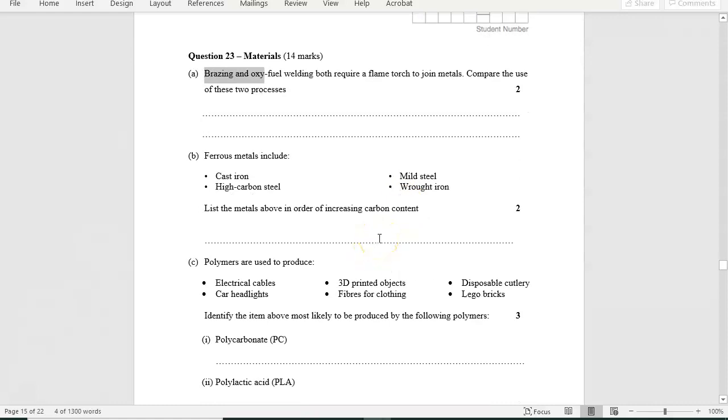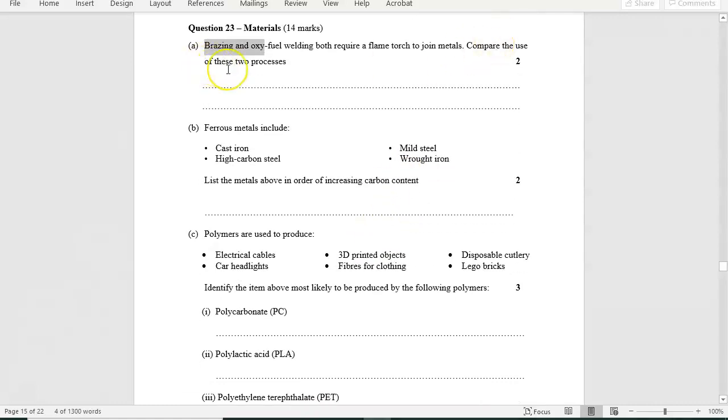Okay, compare really means you do have to give a comparison, so you say, relative to oxy, brazing uses a lower temperature. Boom, that's 1 mark. Also, it needs a cleaner surface. Boom, 2 marks. And you should be able to extrapolate from everything else I've already said.